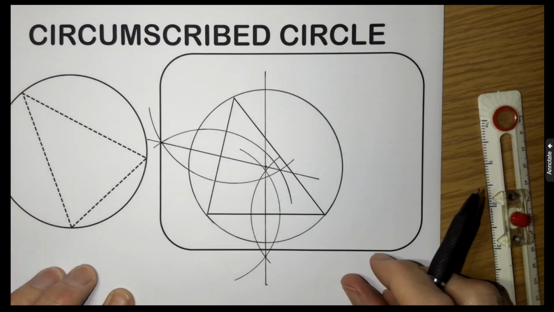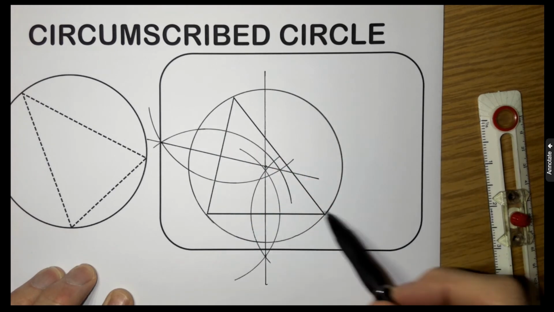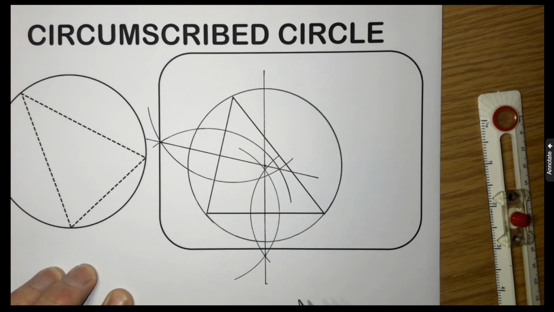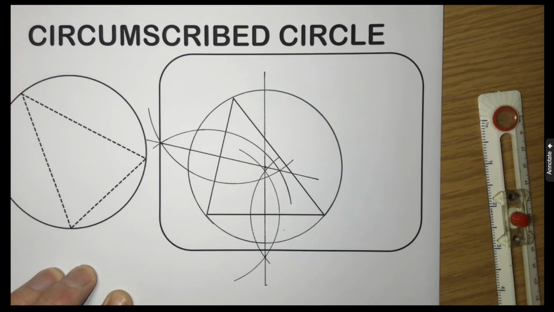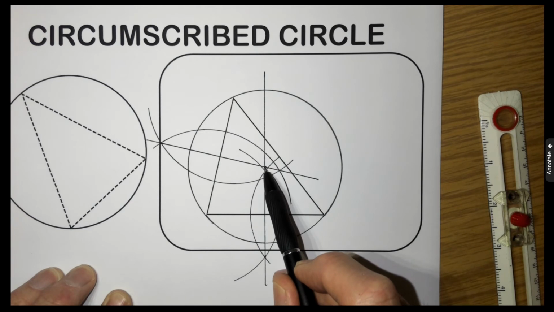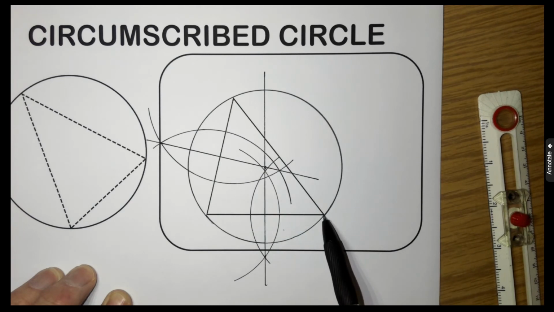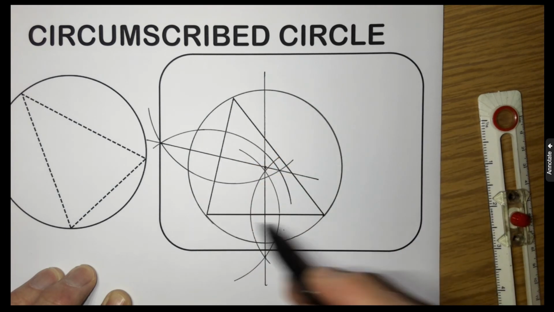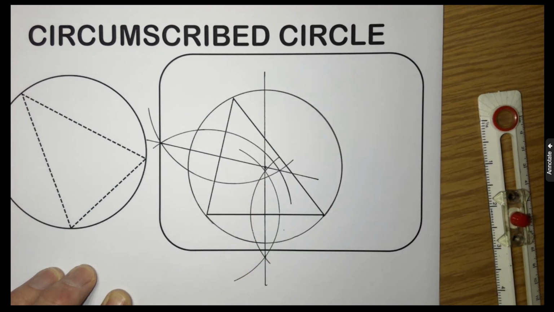So there you have it. My original triangle is here, and it had 1, 2, 3 vertices. And by using the perpendicular bisector construction on 2 of the sides, or I could do it on all 3 of the sides if I wanted to, I was able to find the point where I should put my pivot point, and here's where I should put my pencil hole, and that gives me the radius of this circle that perfectly intersects all 3 vertices.